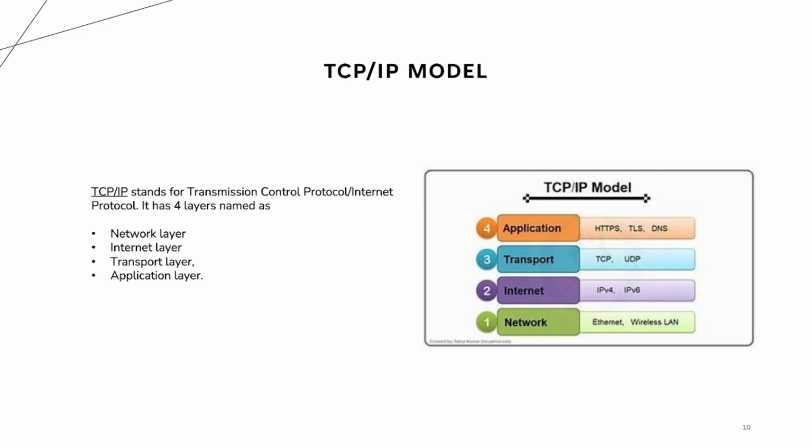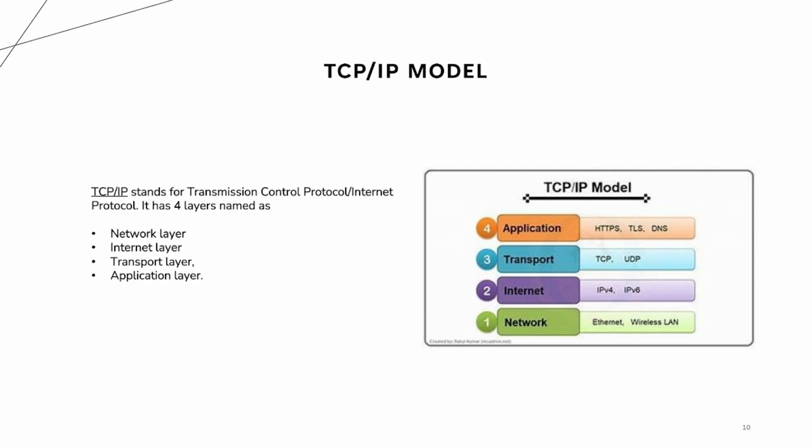This model is practical and widely used as the network model for internet communication. It includes four layers: the network layer, internet layer, transport layer, and application layer. Each layer has a different responsibility. First, we talk about the network layer. The network layer handles the data transmission over the network hardware. This is one of the responsibilities of the network layer.